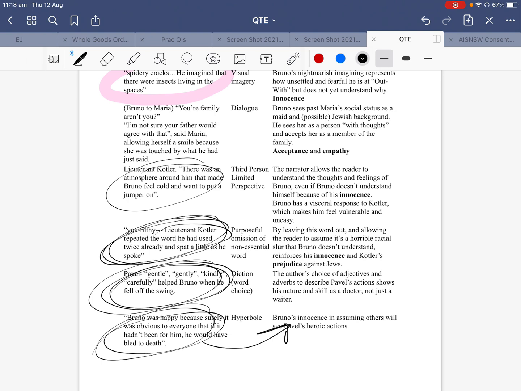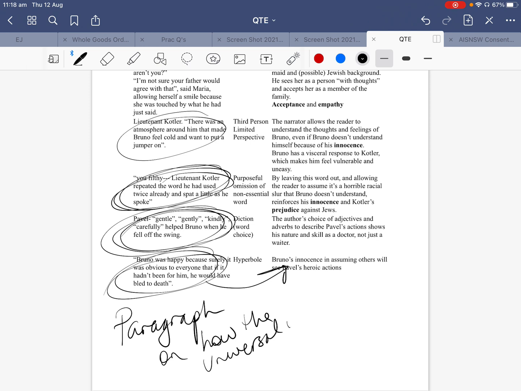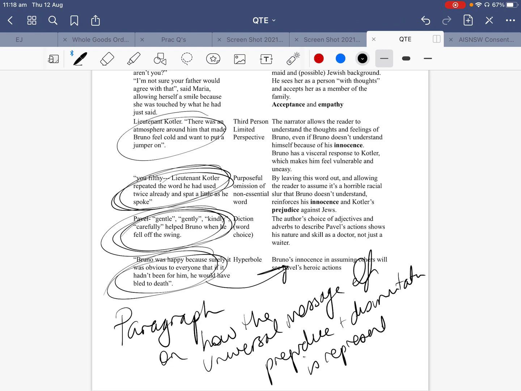So I want you to have a go at creating a paragraph on how the universal message of prejudice and discrimination is represented in The Boy in the Striped Pajamas. Okay, hopefully that makes sense.